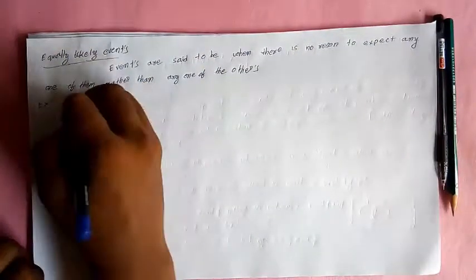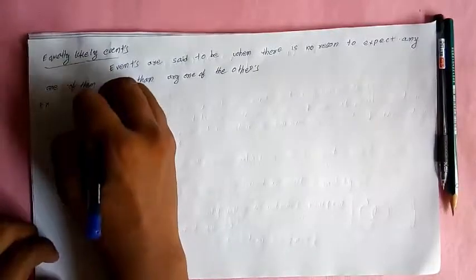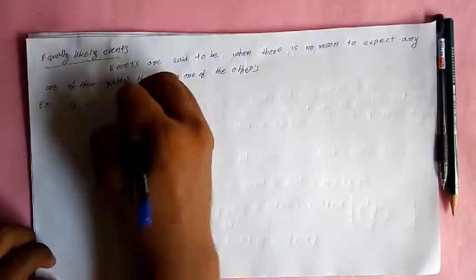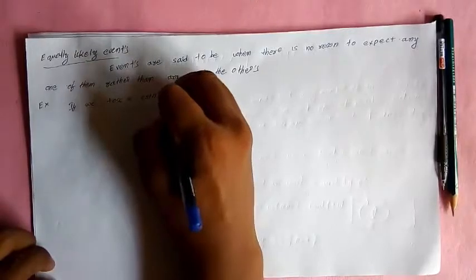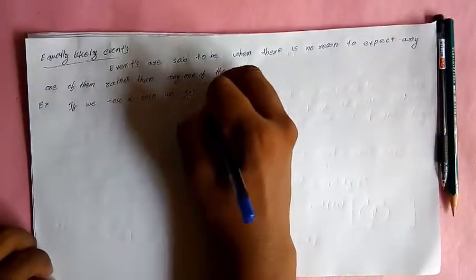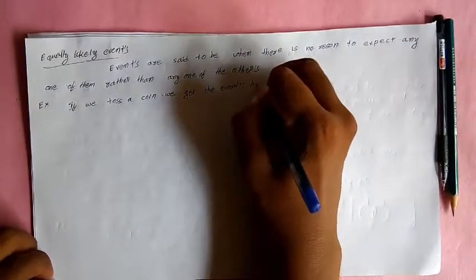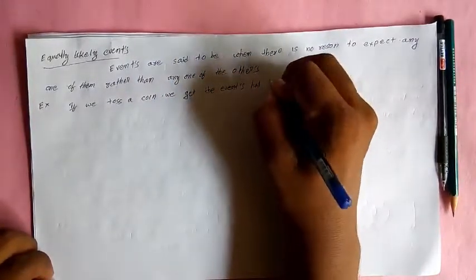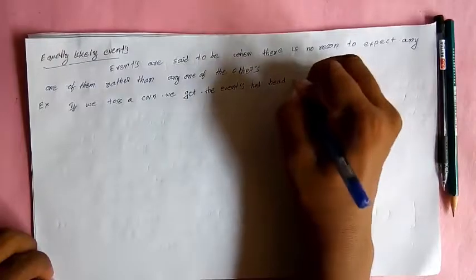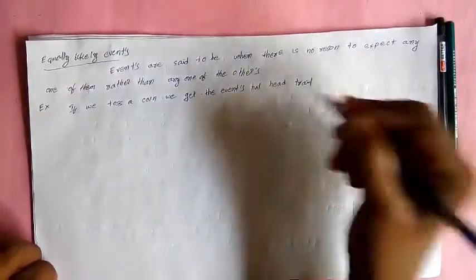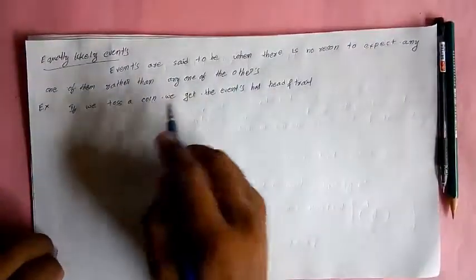If we toss a coin, we get the events head and tail. It means there are two events.